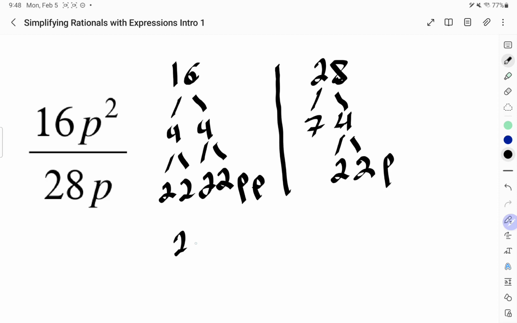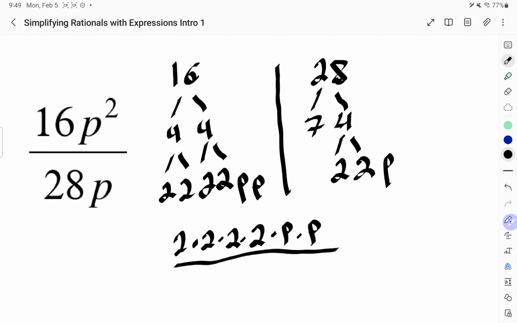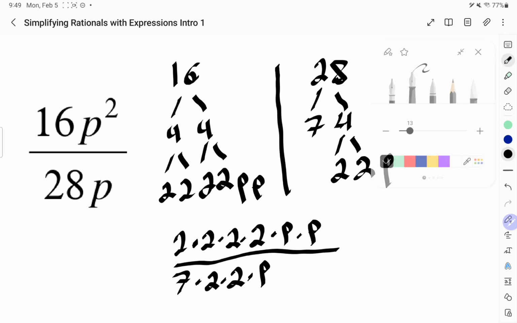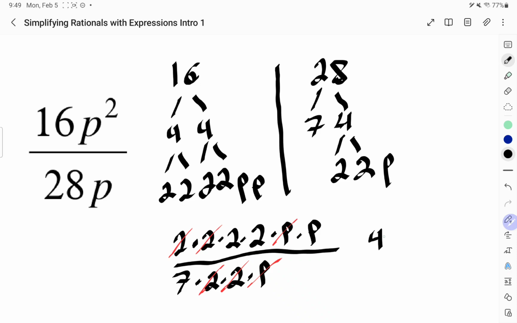So it's going to be 2 times 2 times 2 times 2 times p times p. And on the bottom it's going to be 7 times 2 times 2 times p. Alright, cancel everything that we have on the top and on the bottom. So that 2 cancels out with that 2. That 2 cancels out with that 2. P cancels out with that p. Now what we have left over is 2 times 2, which is 4. So 4p over 7. That's my answer for that one.